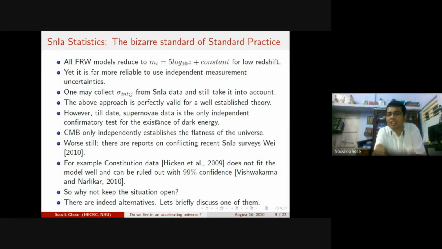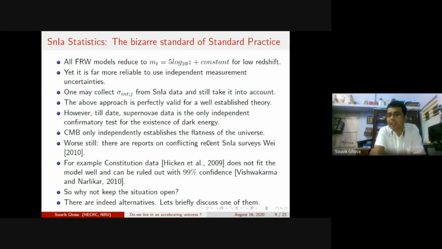Remember that supernova data is the only independent confirmatory test for the existence of dark energy that is accurate in the universe. The other experiments, notably the CMB experiments, establish the flatness of the universe, although that also has some issues. They don't really establish the flatness of the universe; rather, they see that our universe is practically indistinguishable from a flat universe, etc. But I'll not go into the detail of those things. The point is that supernova data is the only independent confirmatory test for the existence of dark energy. All the other signs are quite indirect in nature.